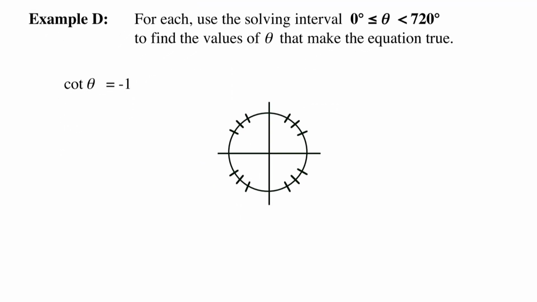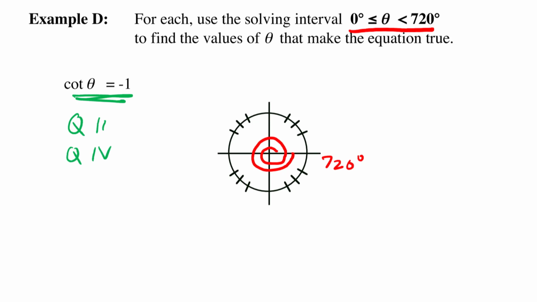This time, we're going to double the solving interval. We're going to have theta go from 0 degrees to 720 degrees. This means we go around the circle twice. So we're going to look for values of cotangent of theta equal to negative 1, and cotangent is negative in quadrants 2 and 4. And theta hat is 45 degrees. Well, we're going to go around the unit circle once to find the first two values of theta. That's 135 degrees and 315 degrees.